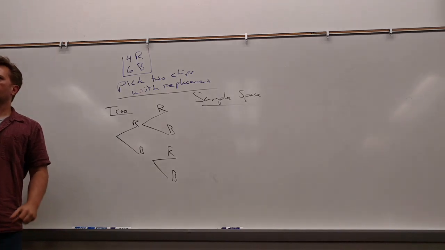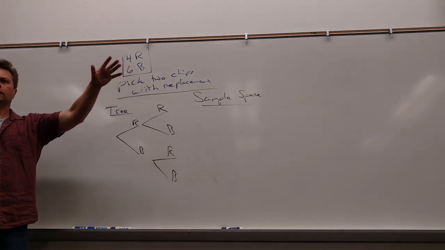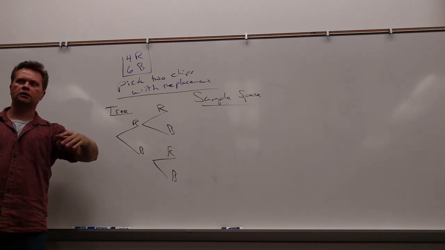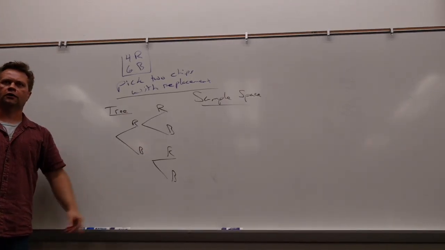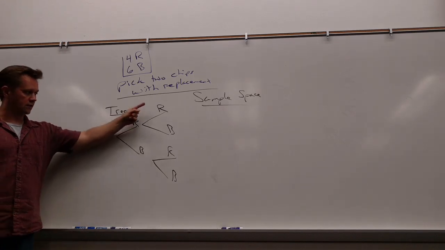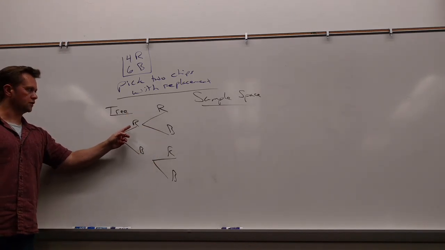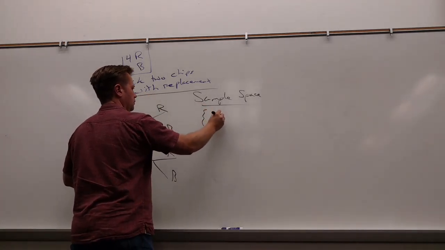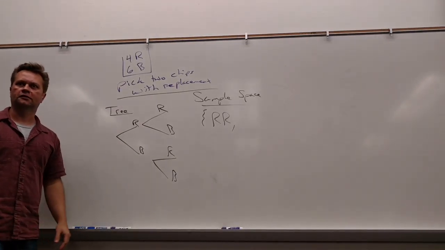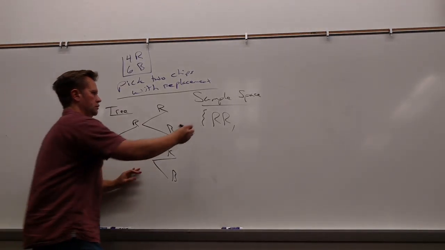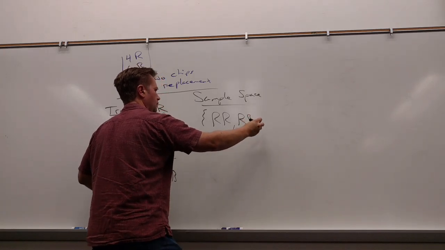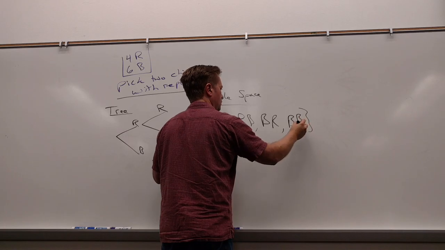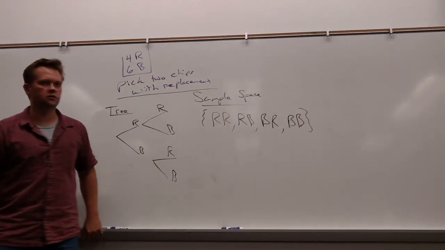Now be careful. Again, these numbers only affect the probabilities at the end. How large will my sample space be? Well, this is kind of silly. It's going to be 4, isn't it? The size of it is going to be 4. Can you see that? What's the first thing? Red, red. What's the next thing? Red, blue. And then? Blue, red. Blue, blue.